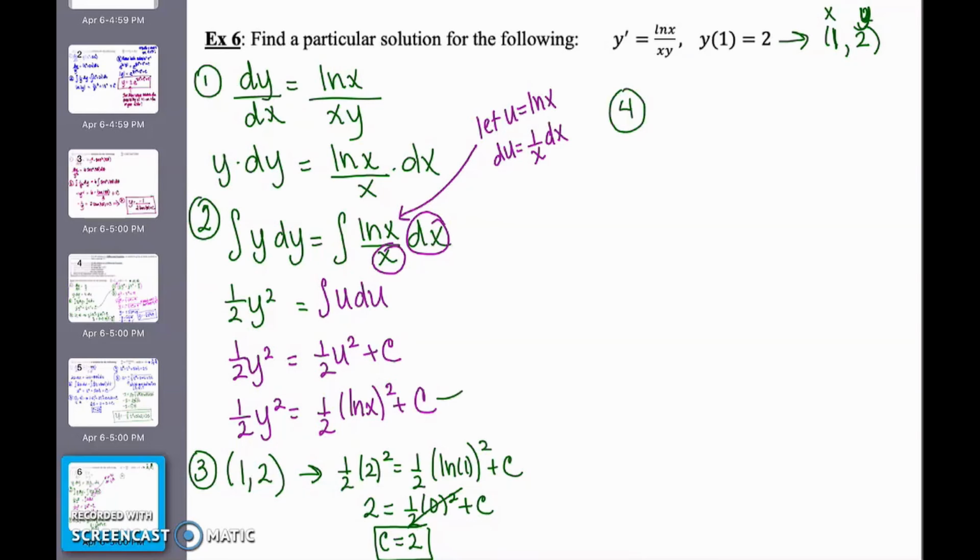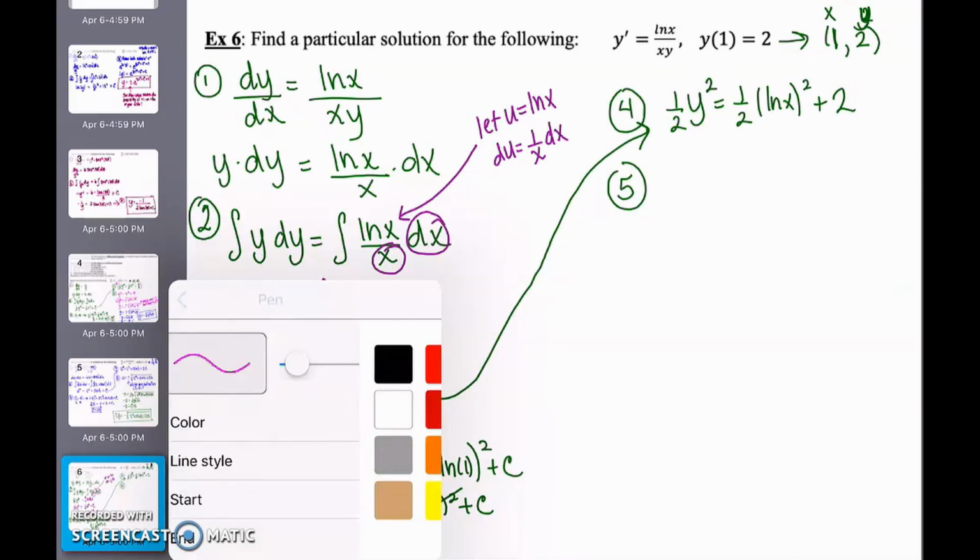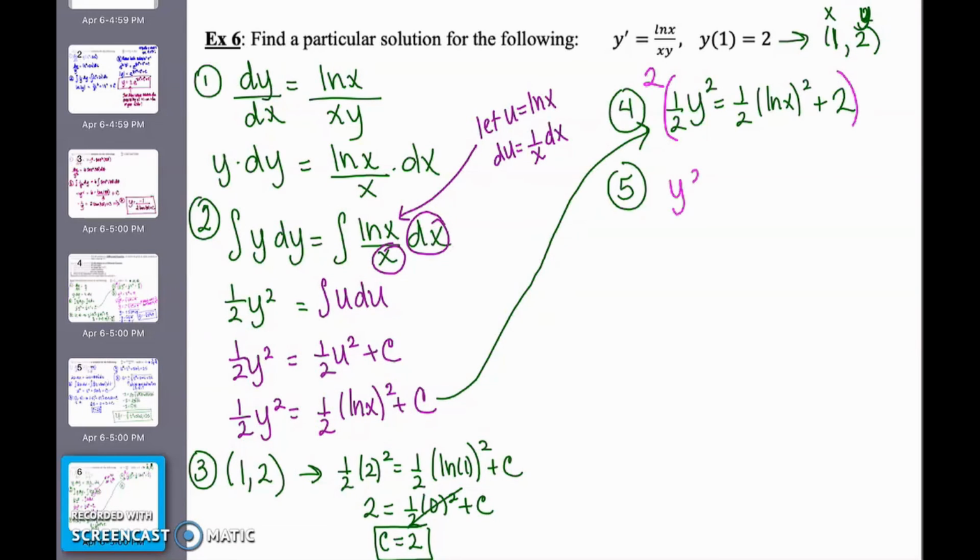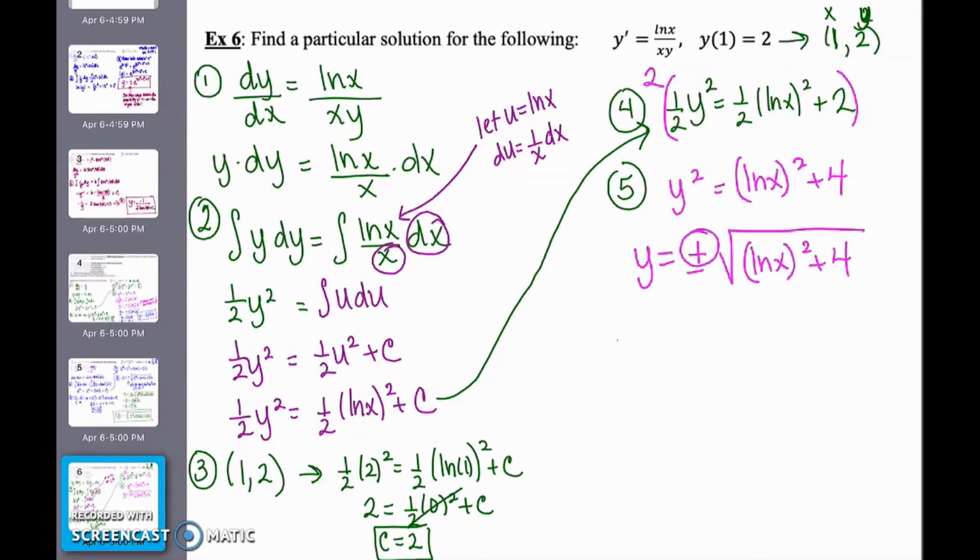Step 4, I go right up here, but I now plug in that c value. So I have 1/2 y squared is equal to 1/2 natural log of x squared plus 2. And now I have to solve for my dependent variable, which is y. So if I multiply everything by 2 to begin with, that's going to be my first step here. Just multiply everything by 2. Then I get y squared is equal to natural log of x squared plus 4. And as I know, I need to square root both sides. So y is going to be equal to plus or minus the square root of natural log of x squared plus 4. And if I use my initial condition to determine which one I want, what you're going to find is that the positive root is the one that satisfies our initial condition. So we end up with y equals the square root of natural log of x squared plus 4.